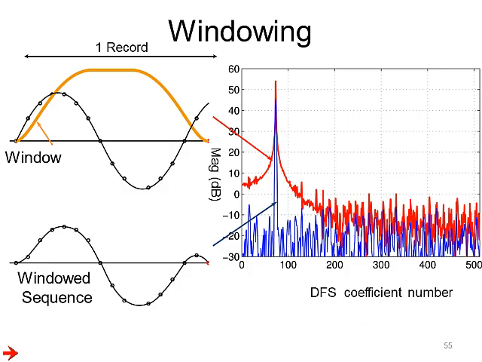So this shows an example of how windowing mitigates FFT leakage, and the spectrum here in red is the FFT without using a window. In other words, you're using a rectangular window, or you're weighting all the samples the same. The spectrum in blue is with the windowed sequence, and as you can see, leakage is greatly reduced.